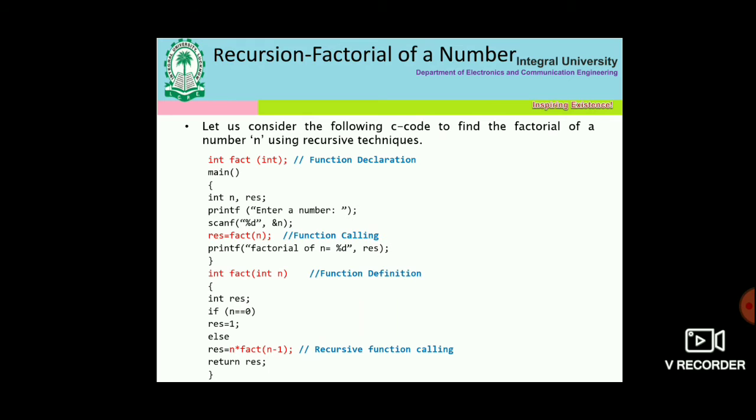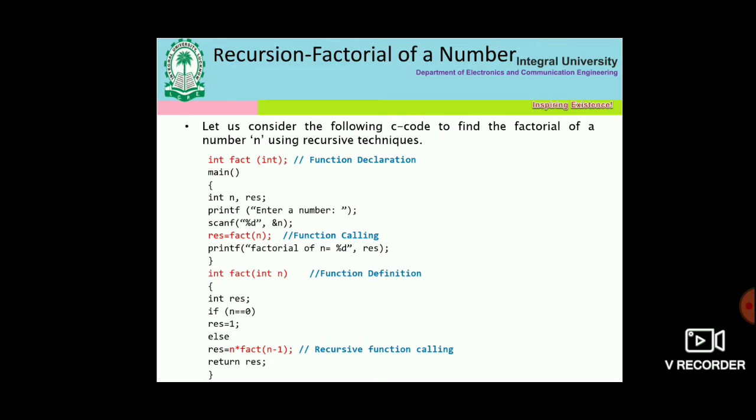In this function, we have declared a fact function with the data type integer, and an argument that is being passed through it is also of integer type. Then we write the main function in which we declare a variable n and a res variable for the result.